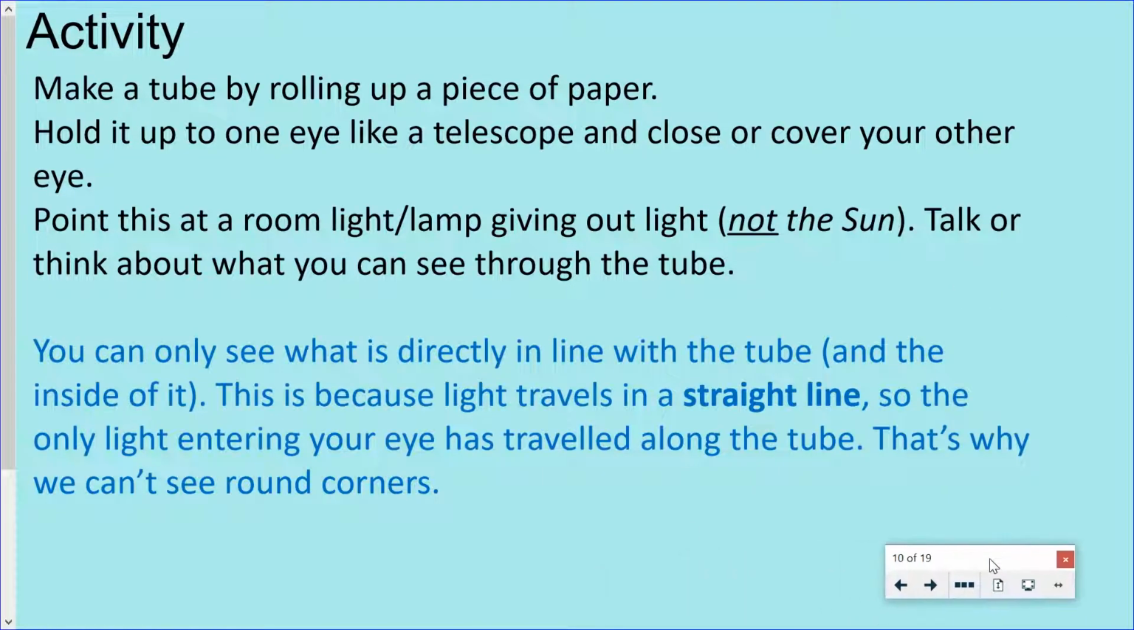You may have reasoned then that you can only see what is directly in line with the tube and the inside of it. And this is because light travels in a straight line. And this is the key point from the lesson. Light travels in a straight line. So the only light entering your eye has travelled along the tube. That's why we can't see round corners.